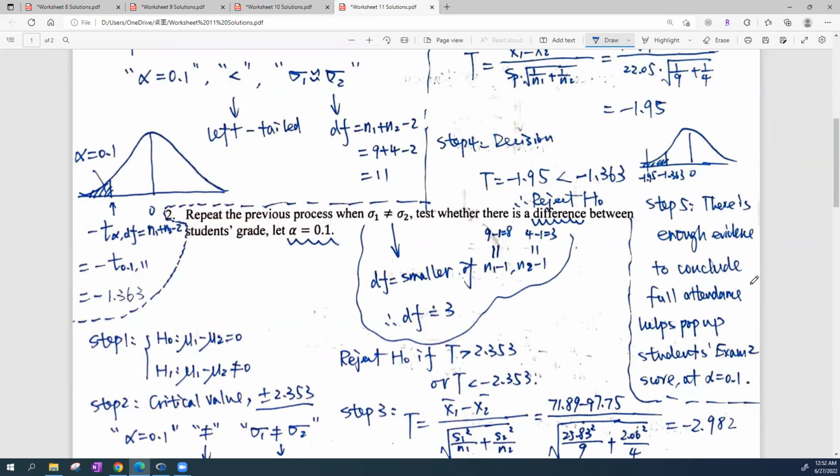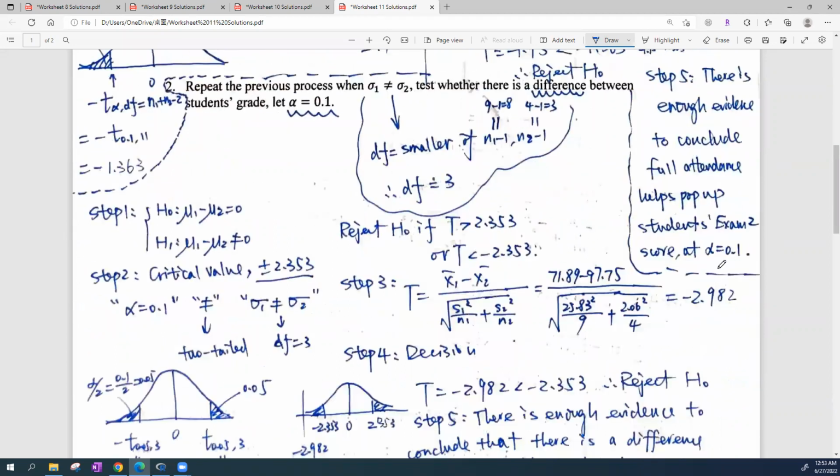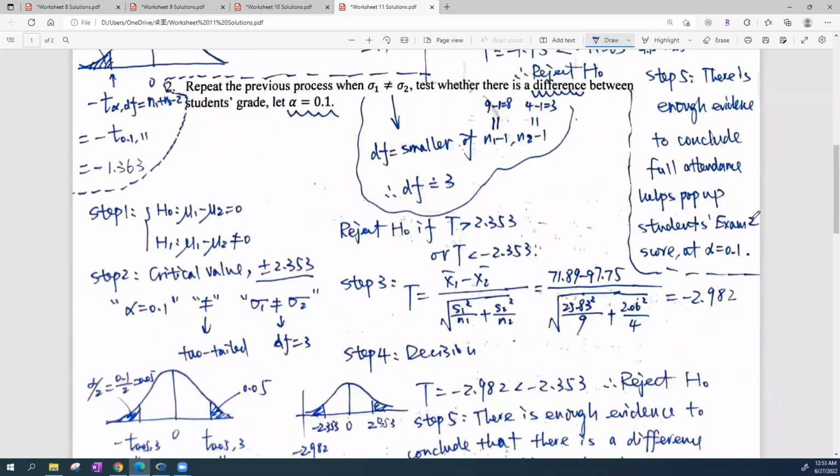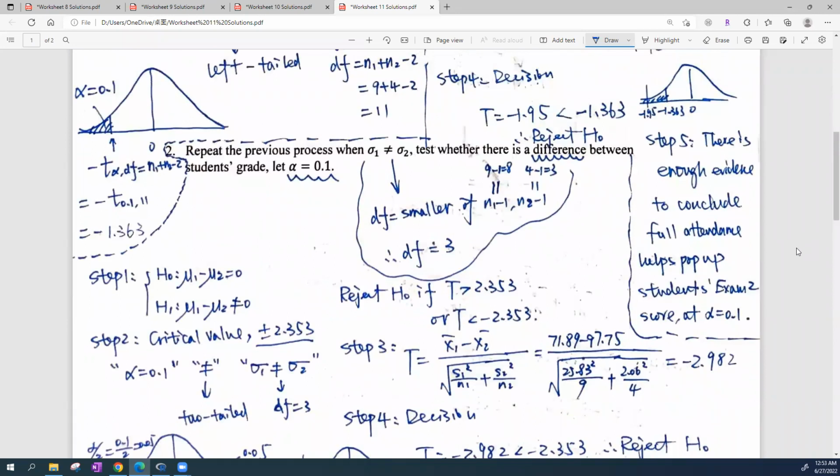And step 5, conclusion. There is enough evidence to conclude full attendance helps pop-up students' exam grade at alpha equals 0.1. So that's question number 1. And number 2, repeat the previous process when sigma 1 does not equal sigma 2 and test whether there is a difference between students' grade, alpha equals 0.1.